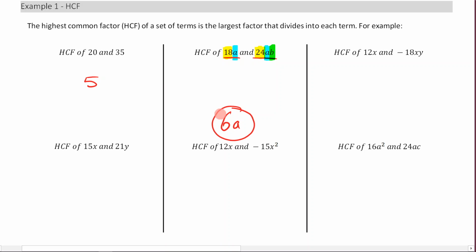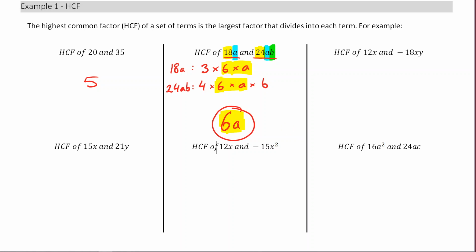Let's just walk through that slowly now. If I have 18a, if I want to break that up into factors, I could say, well, that is 3 times 6 times a. And if I have 24ab, oops, sorry, there's a b there as well, that can be broken down into 4 times 6 times a times b. And remember, what we're looking for is our highest common factor. So that's going to be 6, but also a. There's a's there as well. So that's how I'm getting 6a. We're pulling out what's common and greatest to both of them.